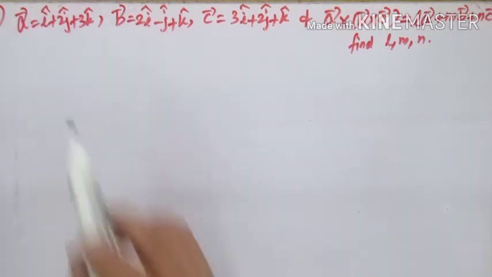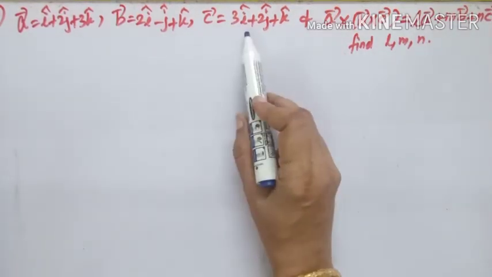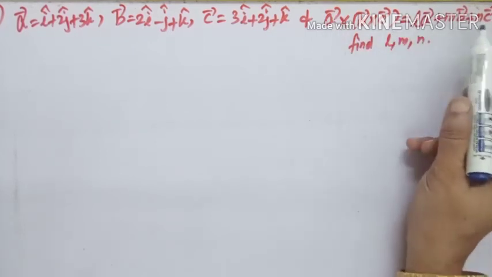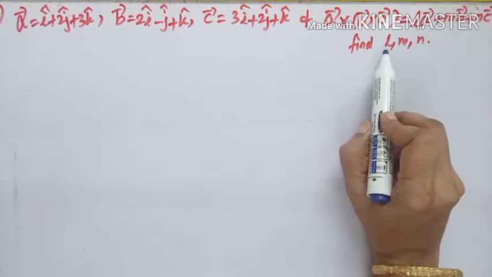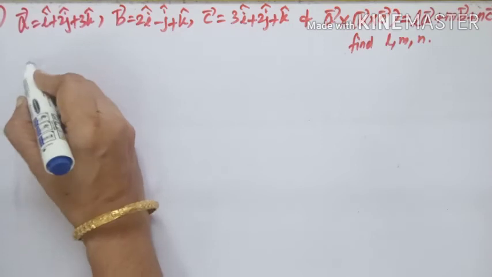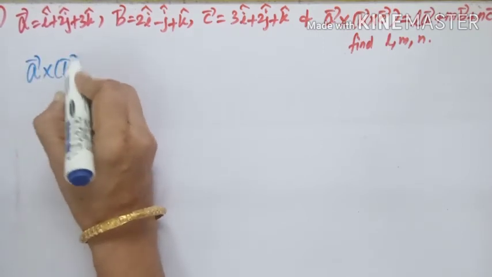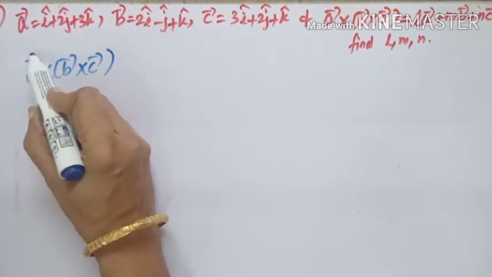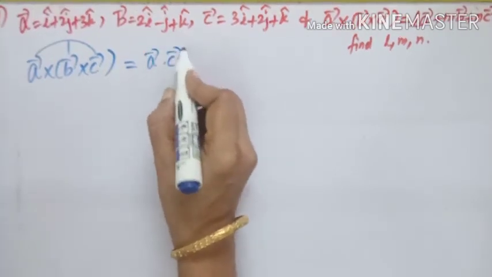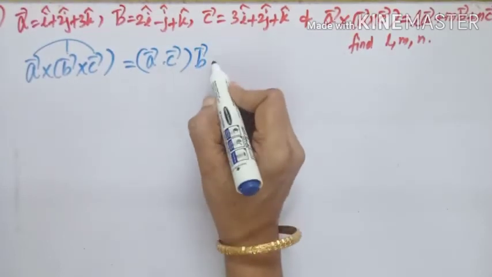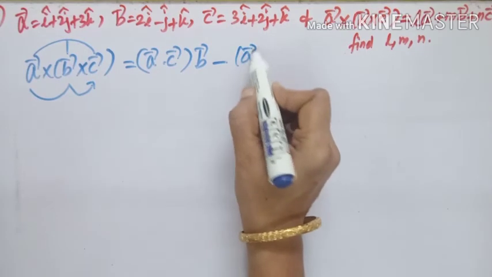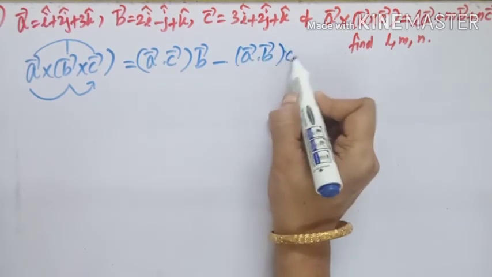Question number 7. We are given A, B, C, and A cross B cross C is LA plus MB plus NC. We need to find what is LMN. First, let us find what is A cross B cross C. What is the formula for A cross B cross C? A dot C into B minus A dot B into C.